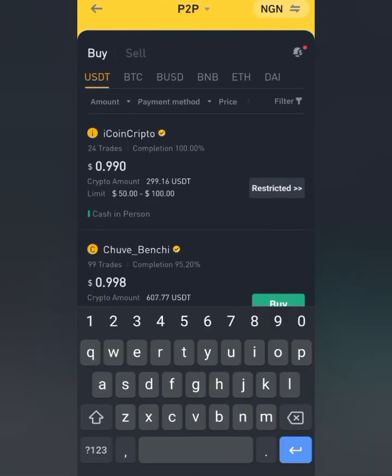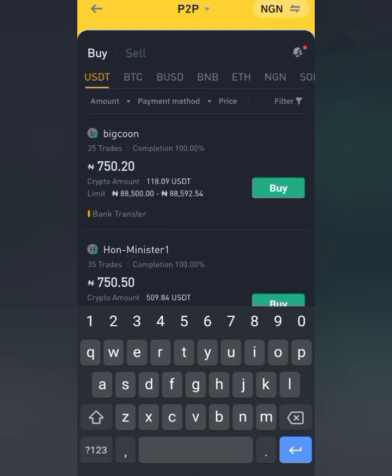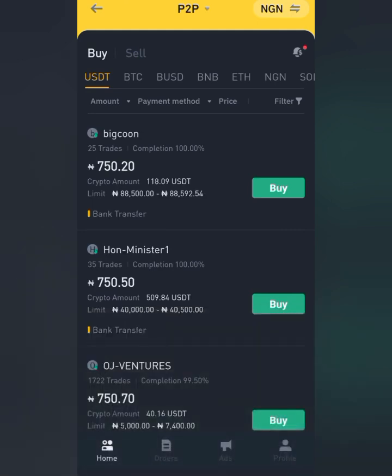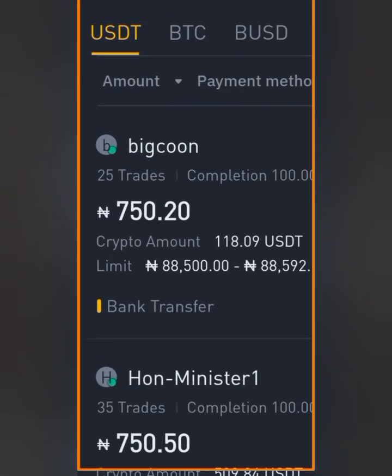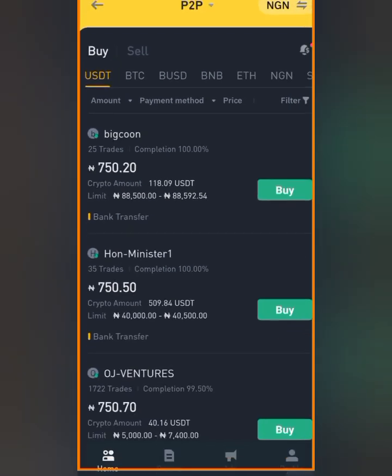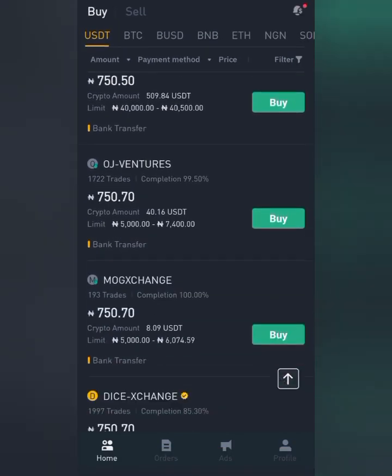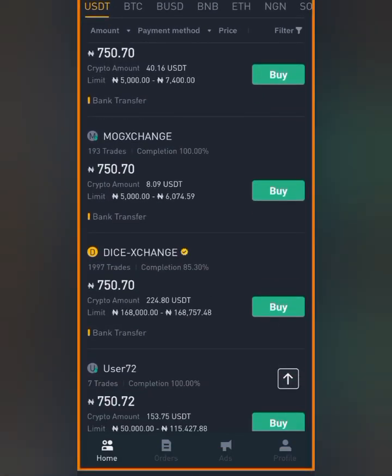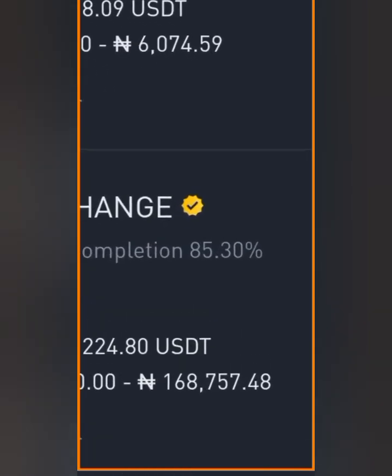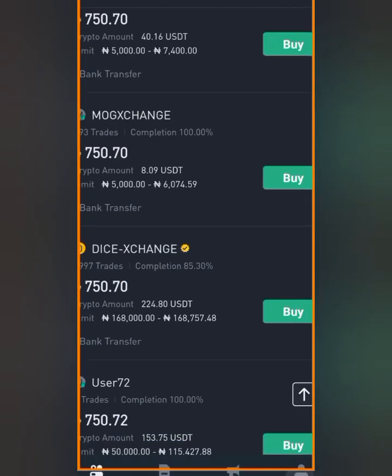Let me go back to the Nigerian Naira market. So let's say you're in Nigeria, and you want to do business on this platform. What will you do? First off, when you come here, you see all these prices. Most of these prices are set by merchants. How will you know a merchant? Someone has a yellow badge here with a tick. That is a merchant.